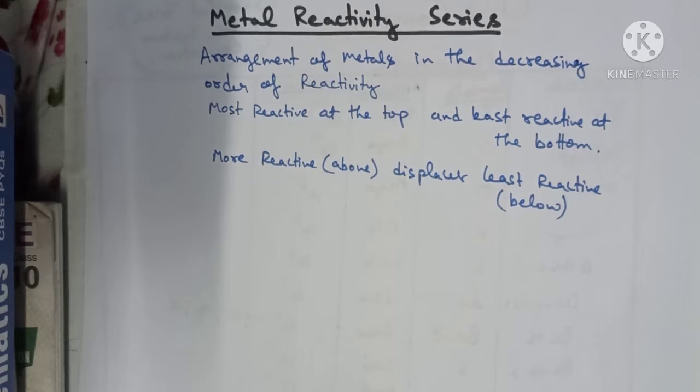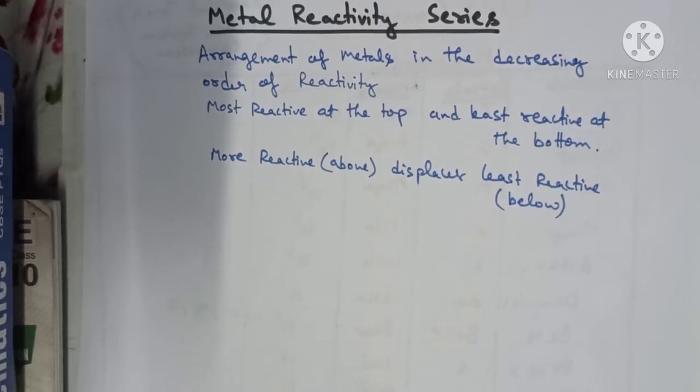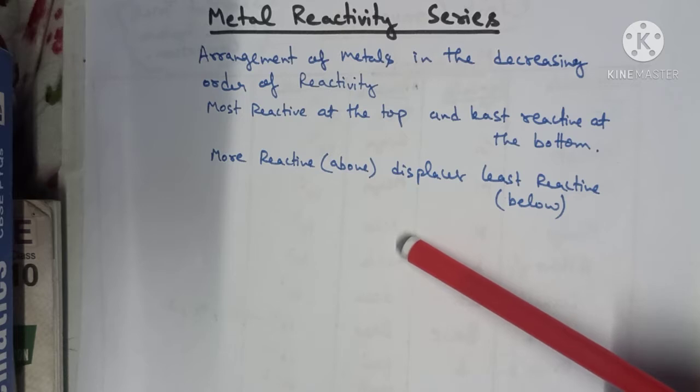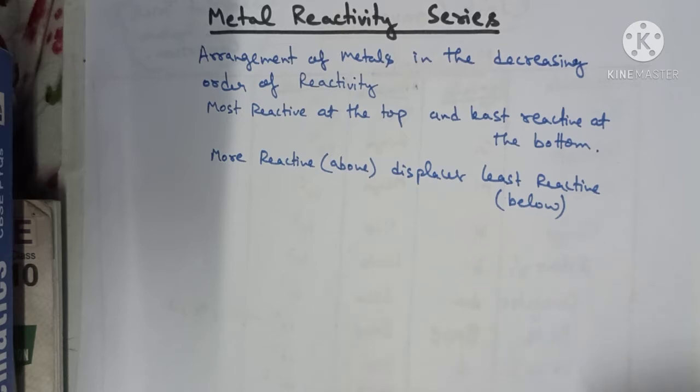Okay, hello students. So today we'll discuss the metal reactivity series. What is the metal reactivity series? In this series we have arranged the metals in the decreasing order of reactivity from top to bottom. It means the metal at the top is most reactive and the metal at the bottom is least reactive.